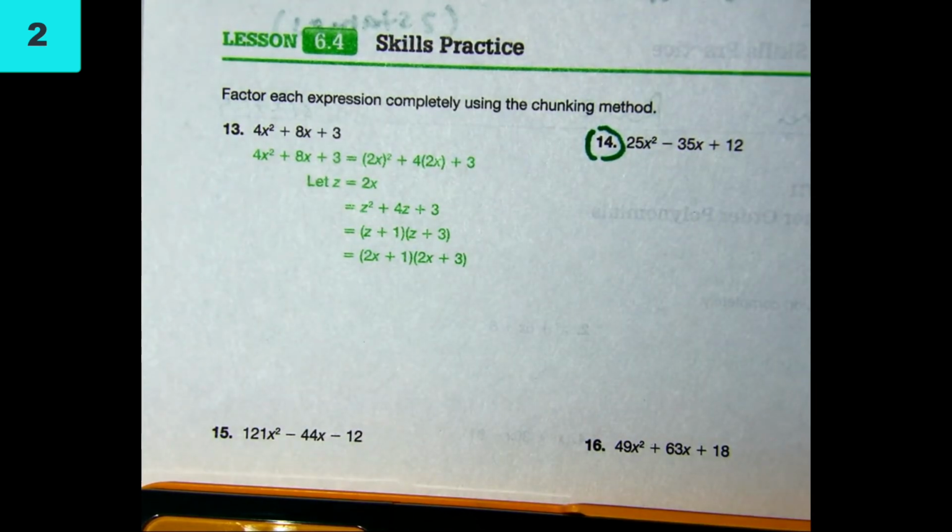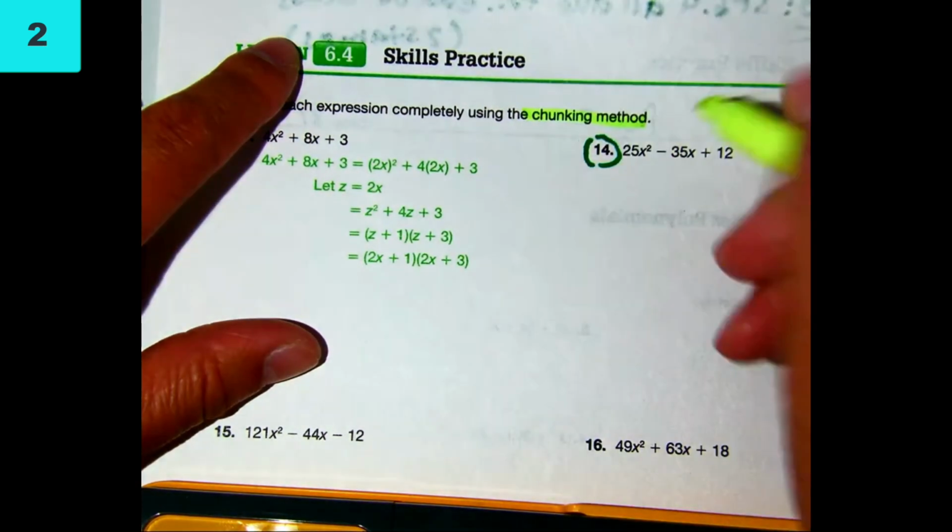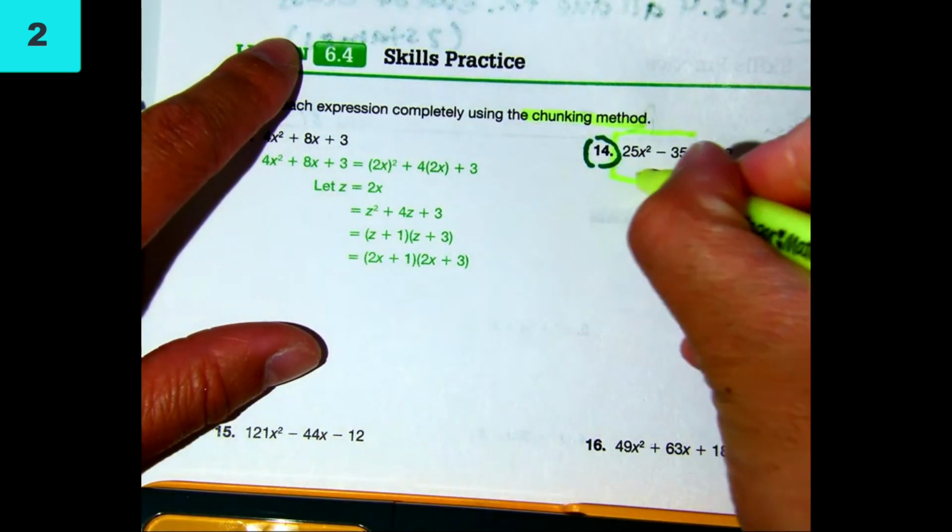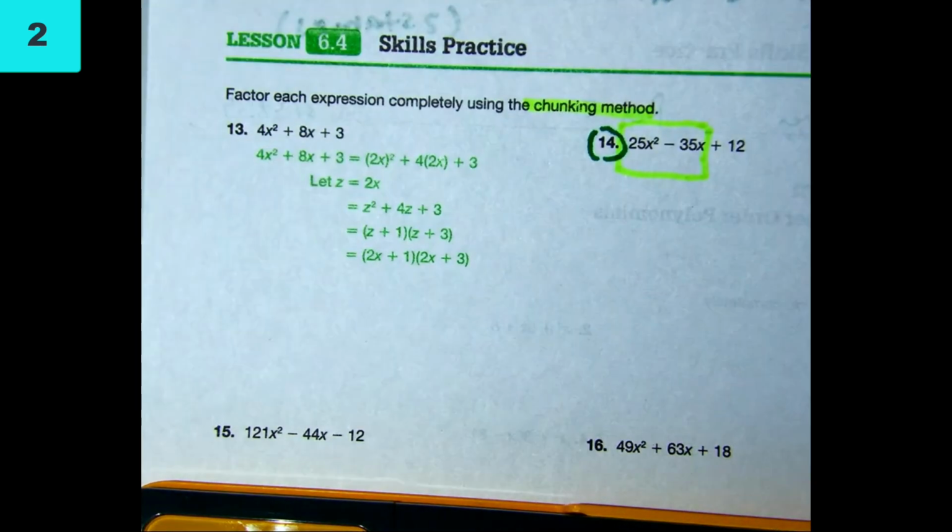number 14. Raphael, read the directions for us, please. Raphael, if you had to describe to someone the chunking method, which terms do you look at? The first two is correct. The chunking method says look at the first two. Now, Raphael, if you didn't see the first two, are those numbers pretty big? Yeah. A times C, 25 times 12. You're probably looking at what? Is it 300? Yes, sir.